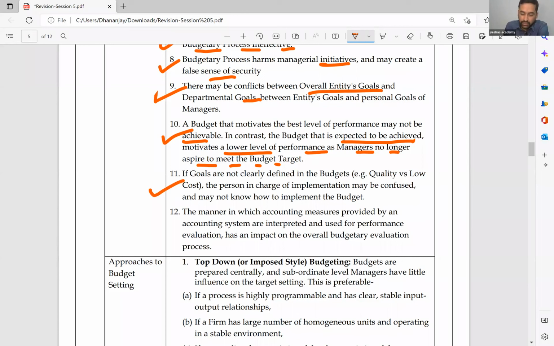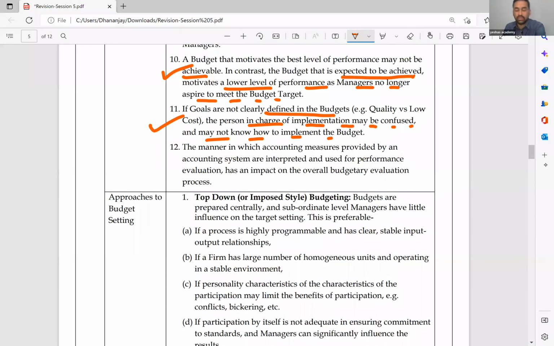The manner in which accounting measures provided by an accounting system are interpreted and used for performance evaluation has an impact on the overall budgetary evaluation, because budget is prepared based on cost accounting techniques, whereas actuals are prepared by the financial accountant. They use their trading and P&L account. Now the cost accounting policies of treating an item and financial accounting policies of treating an item may be different. Because of the difference in the treatment of an item, it may become difficult for the management to compare the performance. I'll simply give one small example to you.